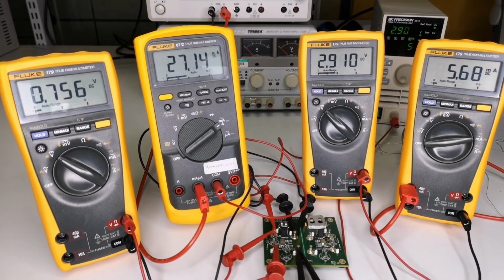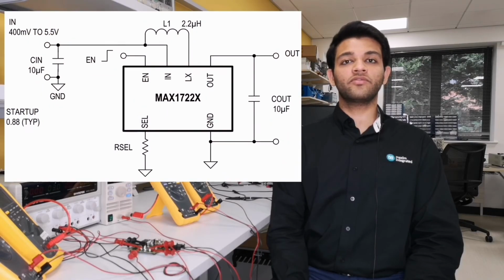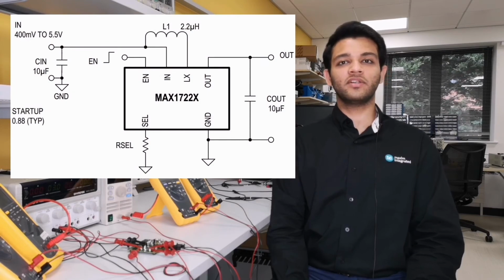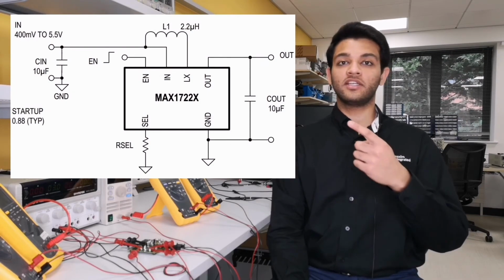Now, let's turn it down a little bit more to see if the part is still working. On turning the input voltage down a little bit more, we can see the part is still working for an input voltage lower than 0.8 volts. The best thing about using this part is that configuration of the output voltage is as simple as changing one resistor right here, that is R-select.